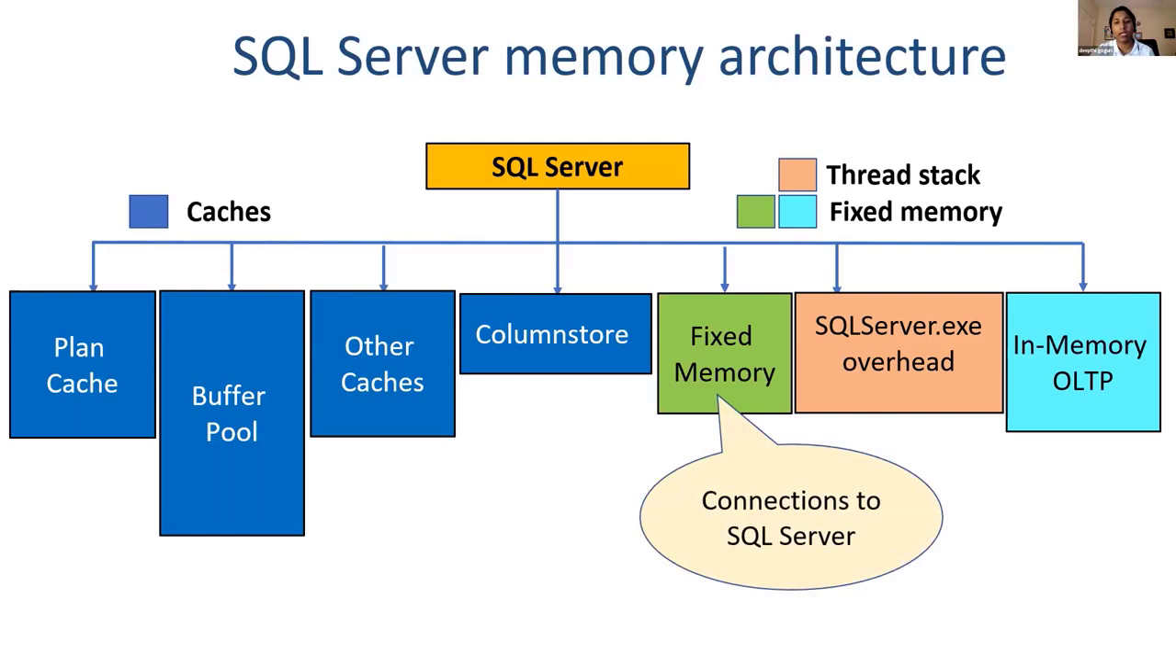Fixed memory holds the connections to the SQL Server, for example, the connections to the memory grants that are used for the hash and the sorts. Those kinds of connections are used in this fixed memory. Now, why can we not shrink it? Because it doesn't have any backing system in it.